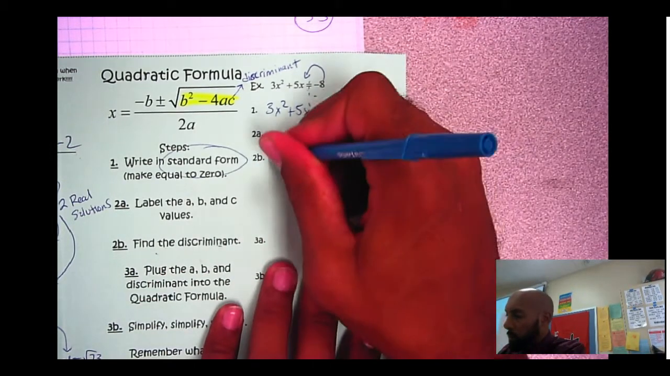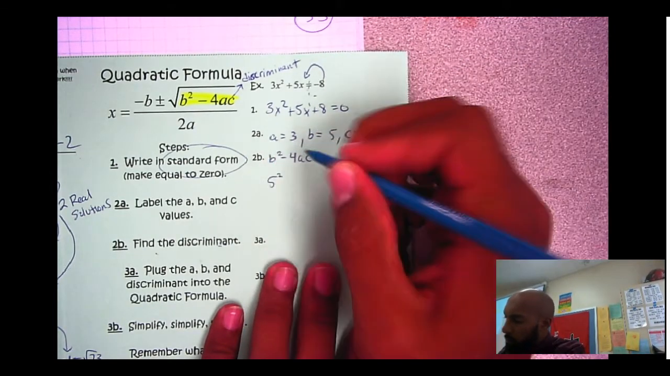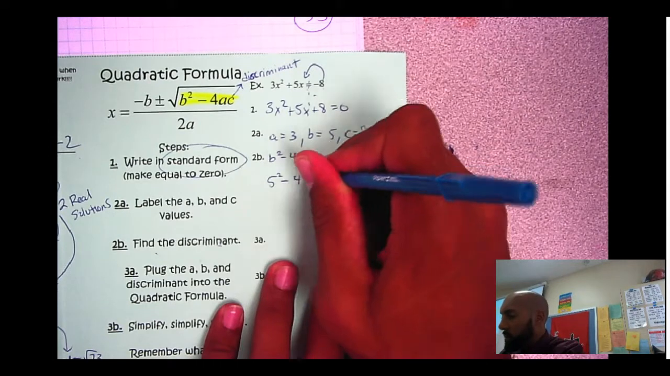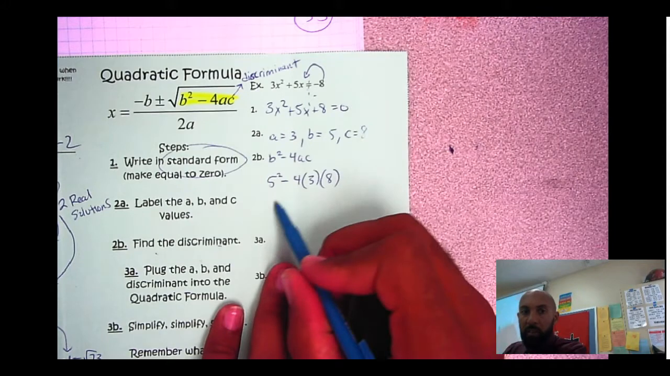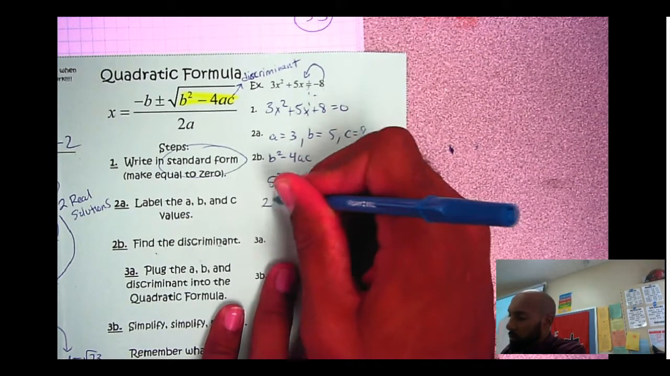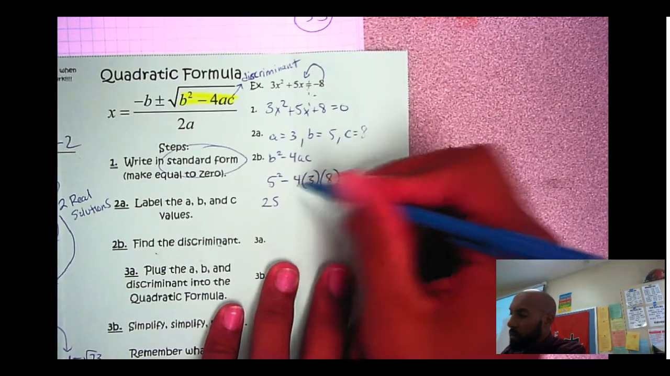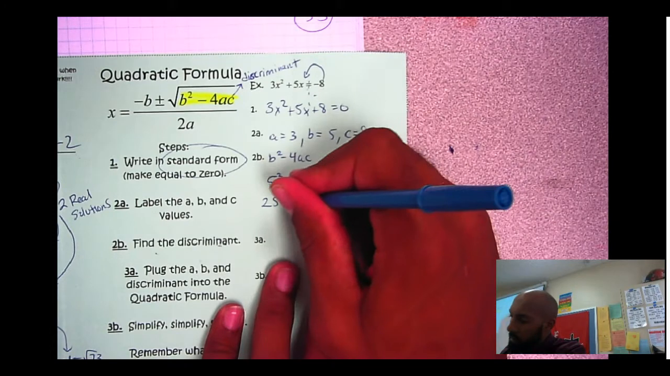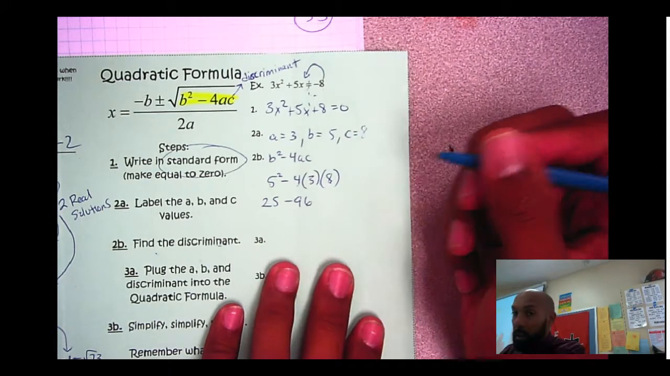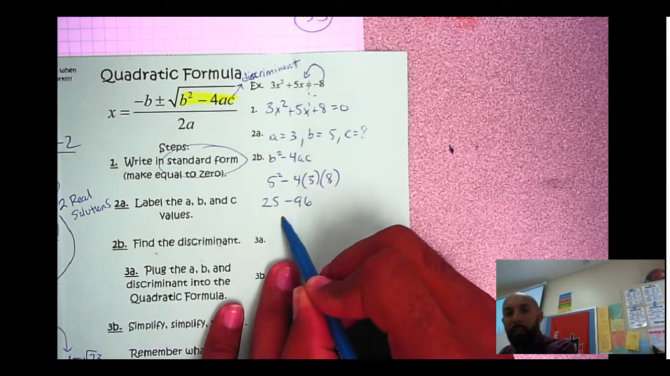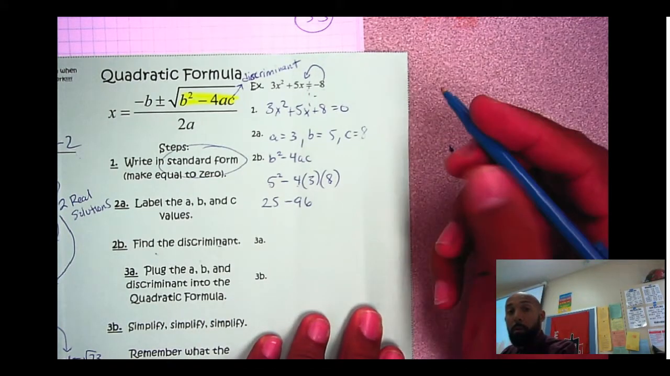Okay, now let's find the discriminant. B squared minus 4ac. B squared, 5 squared, minus 4 times a, which is 3, times c, which is 8. And just evaluate that out. 5 squared, 25. 4 times 3 is 12. Then times 8, 96. And it's a negative times a positive, so it's still negative. Now right away I'm recognizing, boom, I know that's going to be a negative number, so that means I'm going to have two imaginary solutions or no real solutions.